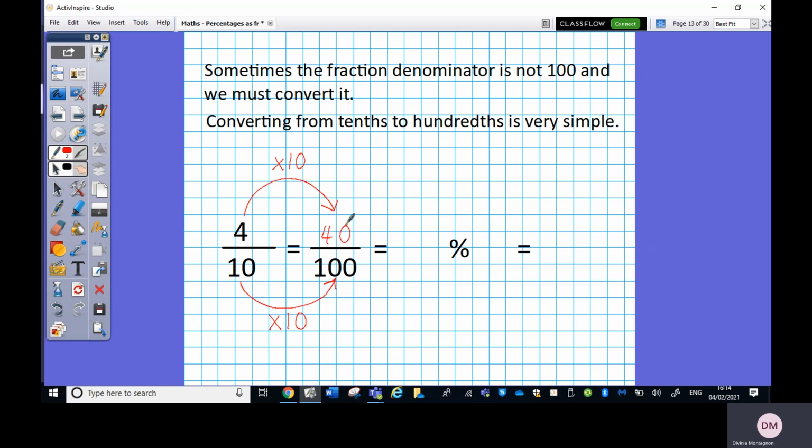And now I'm familiar with this fraction. 40 over 100 or 40 hundredths equals 40%. Excellent. Or as a decimal equals, shout it out, 0.4. It can also be 0.40, but actually there's nothing in the hundredths, so it means the same thing. I can write 0.40 or 0.4. Let's move on.